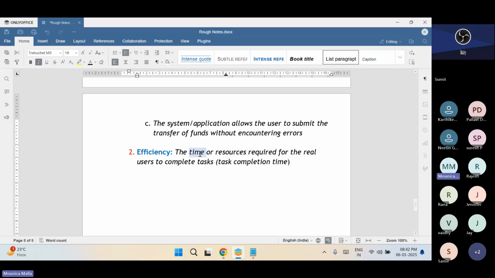Time is how quickly they are able to complete the task. Resources means: are they dependent on a second human being? Are they dependent on a chatbot? Are they dependent on a phone call to the technical support team or customer success team to complete the task? That is what efficiency talks about.